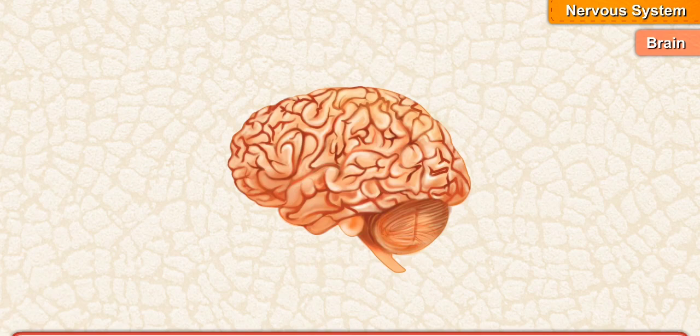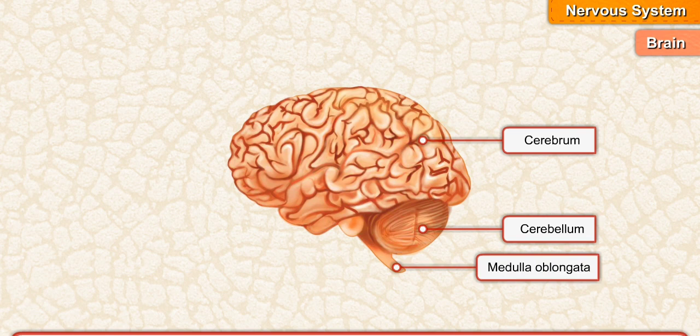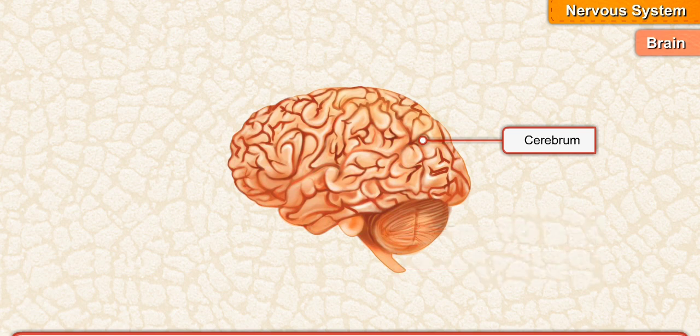The brain has 3 main parts: cerebrum, cerebellum, medulla oblongata. Cerebrum. It is the largest part of the human brain. It has many grooves and folds. It is the center of intelligence. It controls our sense organs. It is responsible for thinking, learning, and reasoning.